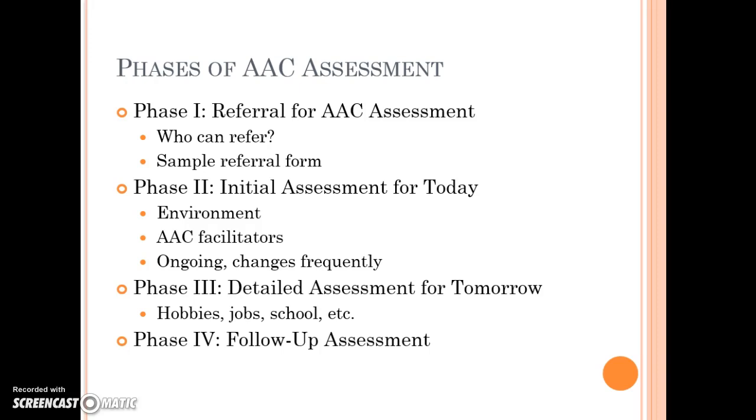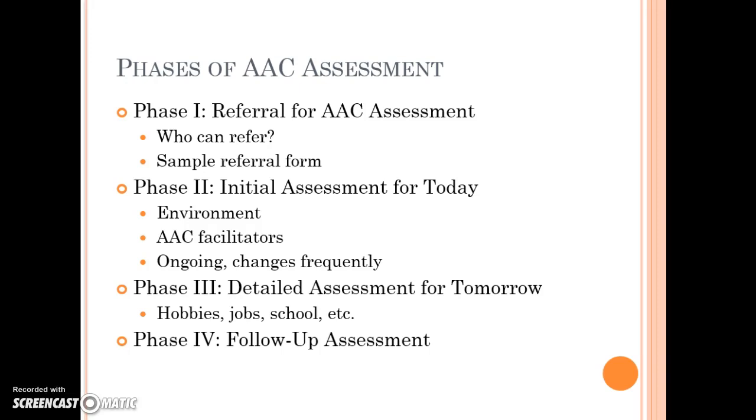Think about the different environments that they're in across their day. Do they go to school? Do they go to karate? Do they go to baseball practice? Do they have a job? Do they go bowling? Think about all of the different environments that they are in. Think about AAC facilitators. Who's going to be helping these people to communicate? Is it going to be a caregiver or a nurse or a paraprofessional or a parent? What does that AAC facilitator need to know in order to help this person be successful with their device?